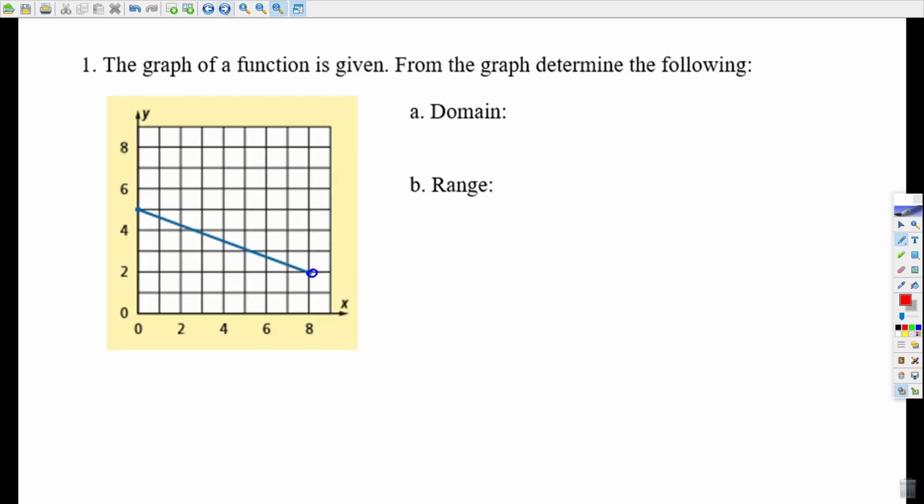So that's it for the lesson. Number 1, I put an open circle there so we can try that out for domain and range.